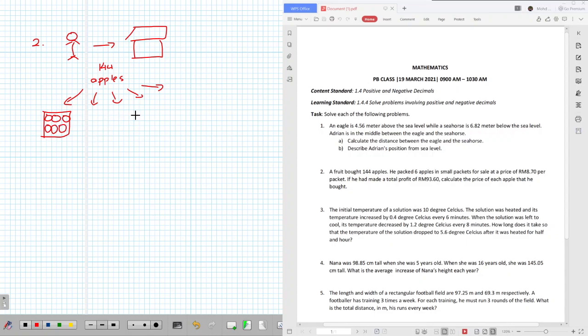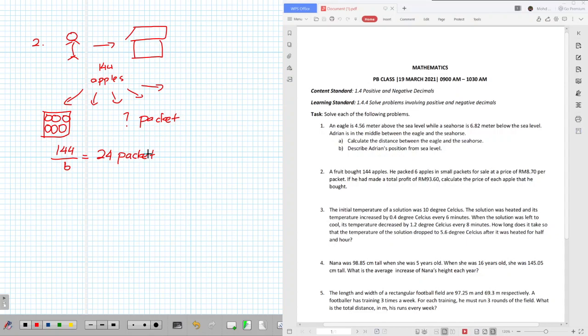If you want to determine how many packets he will distribute, we have to divide. So this 144, we divide it by 12. I mean, not 12, 6, because there are 6. If we divide it, we will get 24 packets in total. So that is for the first part.